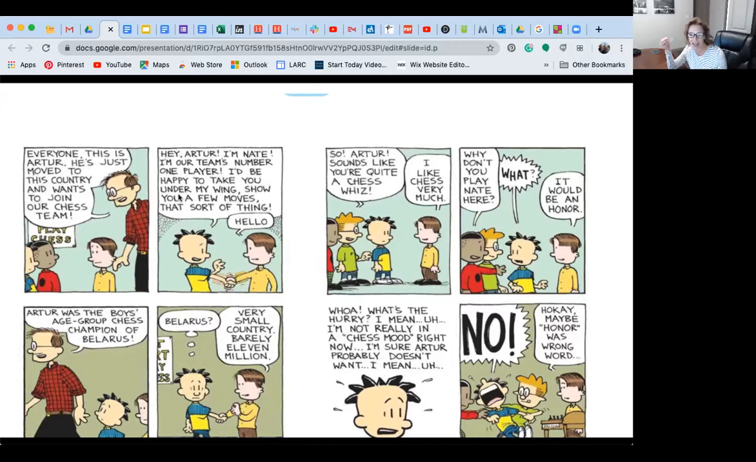For students to read the pictures and the words and the panels, it takes a lot of thinking work. There's a lot of synthesizing that's happening. So don't discount the work that's happening when our students are reading graphic novels.